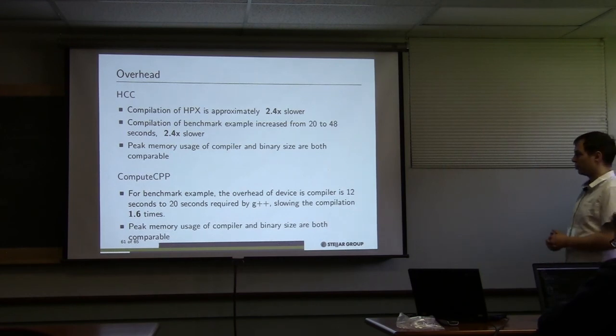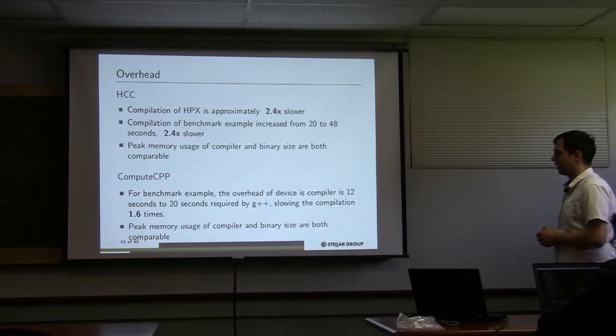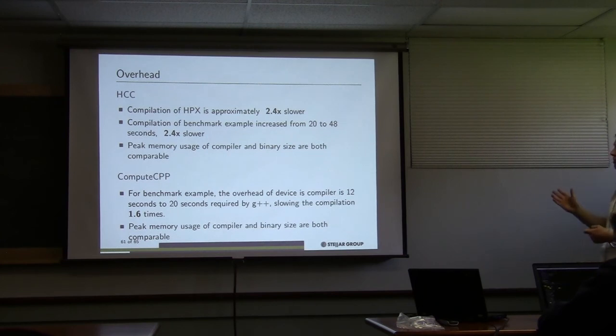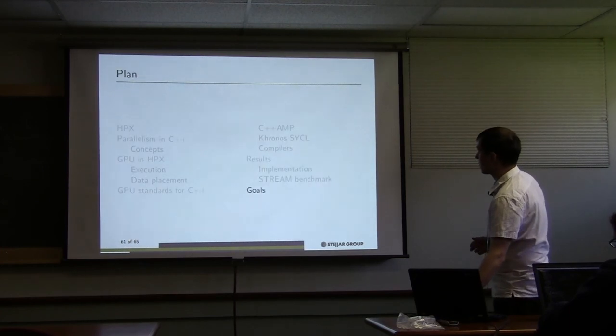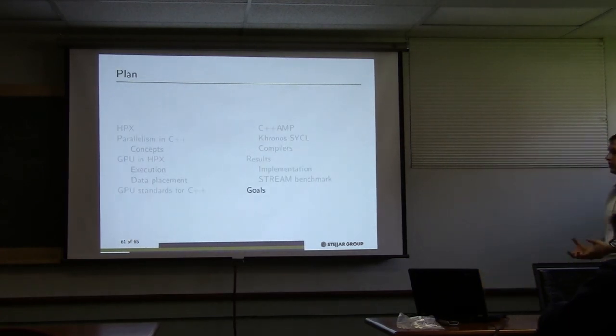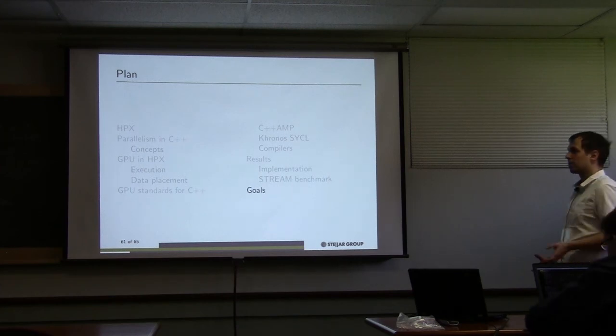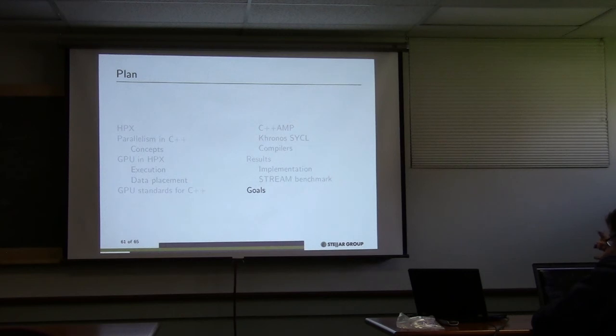Again, peak memory usage, I even think it was smaller. The binary size is also quite similar, so we are not losing that much. It's mostly about time, but I think it's acceptable. It's not 20 times slower. So this is what we have achieved so far. It works, it gives correct results. Sometimes it breaks, sometimes there are problems with compilers, but it seems that we are at a point that we can continue the development and go for other goals.